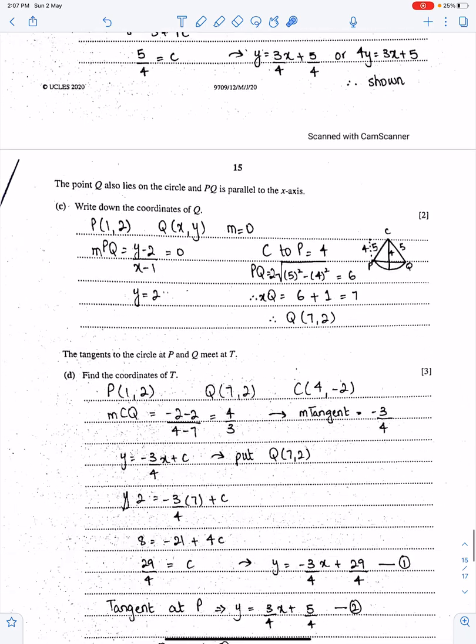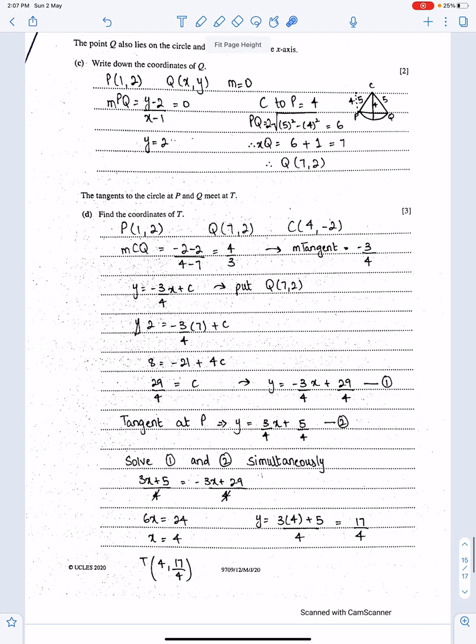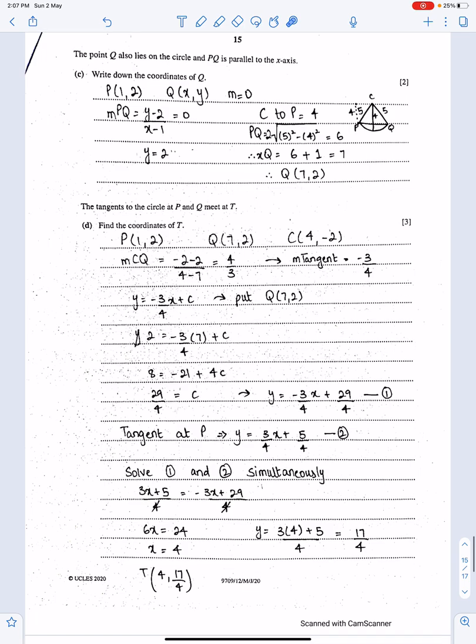Here is the solution. This is the equation of the tangent at Q, and this is the equation of the tangent at P. By solving these two equations simultaneously, we have T, which is (4, 17 upon 4). You can take a screenshot of this solution if you want.